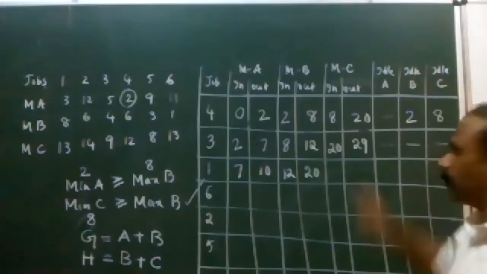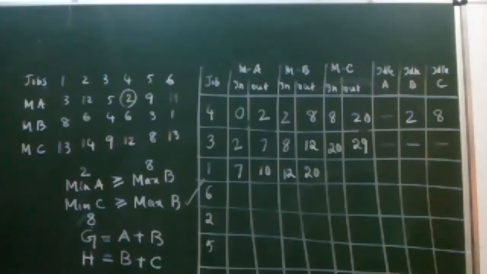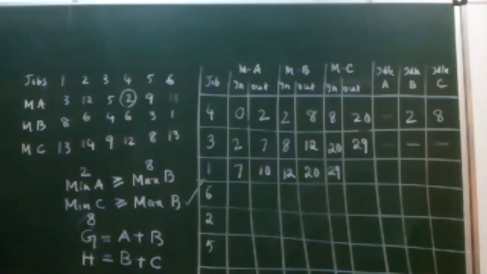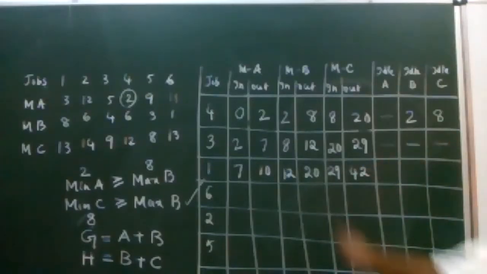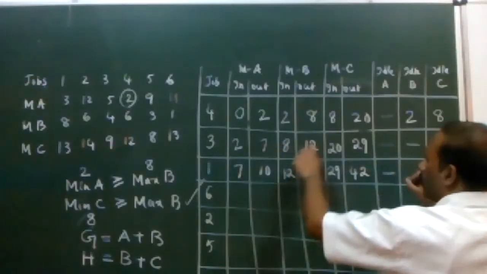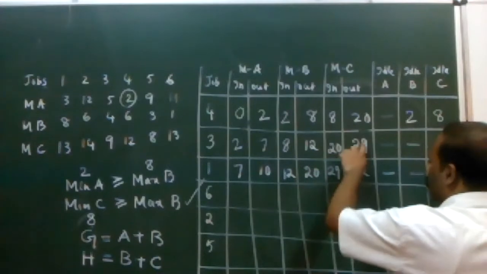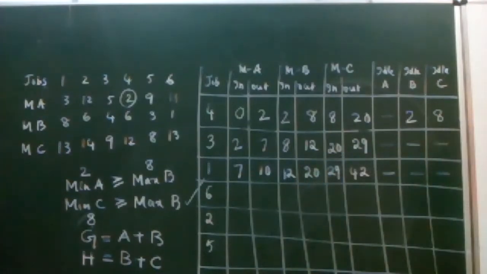Okay. What time does it end? 20. Here what time should it start now? 20. Very good. Okay. What time does it end? 42. Very good. So now can you please tell me the idle times? 7 minus 7, 0. 12 minus 12, 0. 29 minus 29, 0. So no idle times.